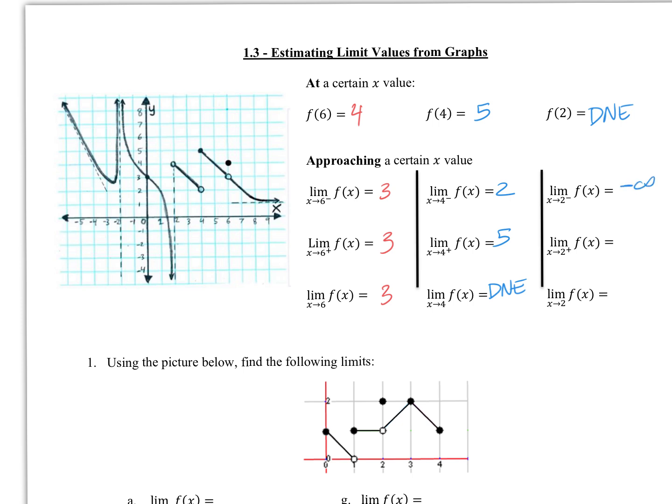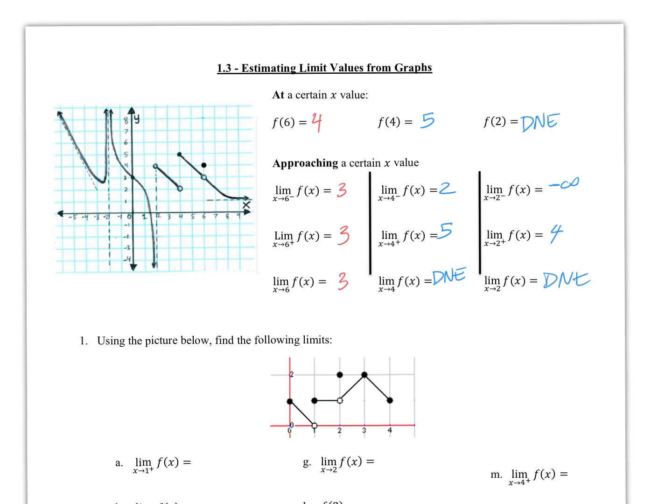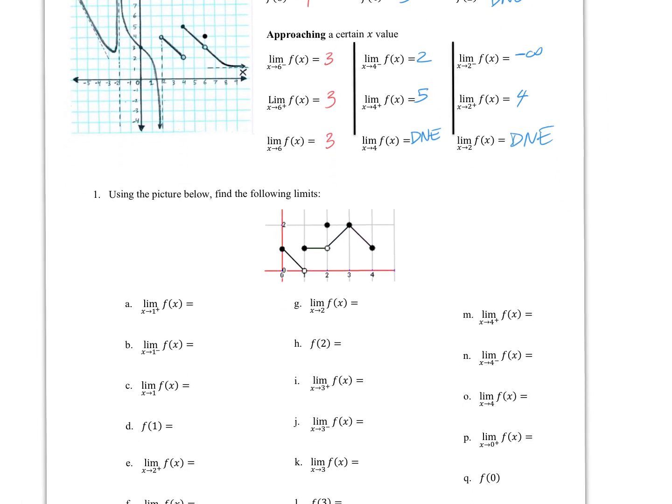How about 2 from the positive side? 4. My lightsaber ended at 4. How about 2 from both sides? From the left, you said we were going to negative infinity, and from the right, you're saying we're stopping at 4. Are they together? No. If they're not together, my limit does not exist. I dig.